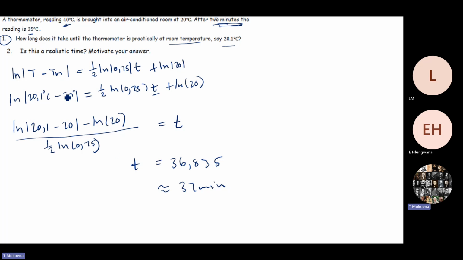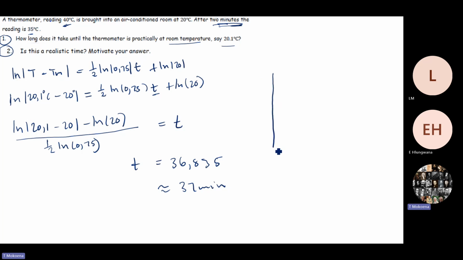I'm saying this because I'm looking at this question. So number 2, it says, is this realistic time? Motivate your answer. Is this realistic? By the way, to motivate your answer, you're going to have to draw a graph. So the question is, how am I going to draw a graph? So now, when you draw your graph, we're answering number 2.